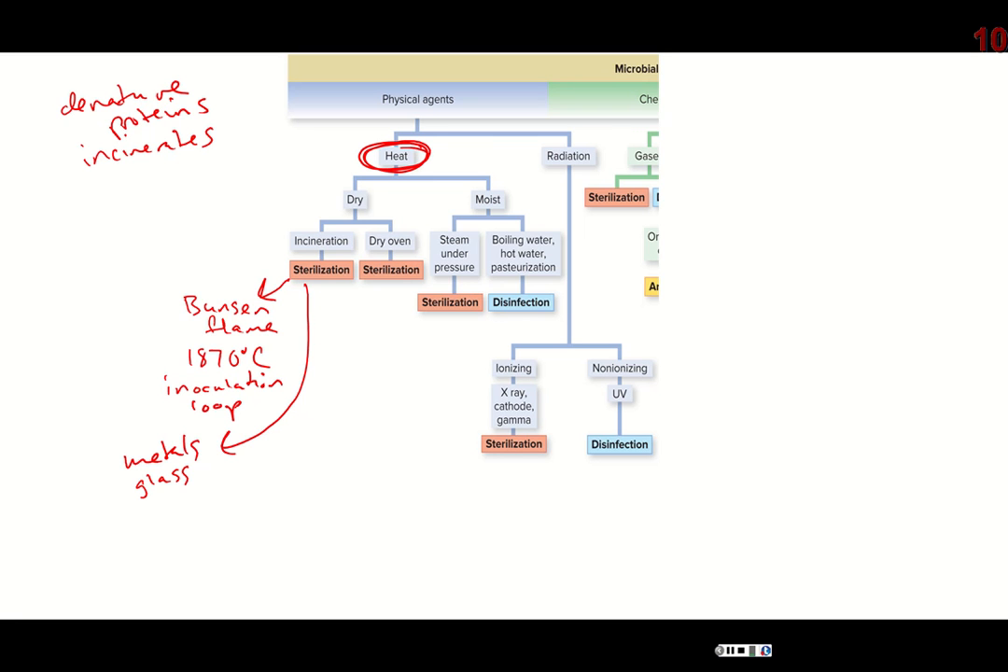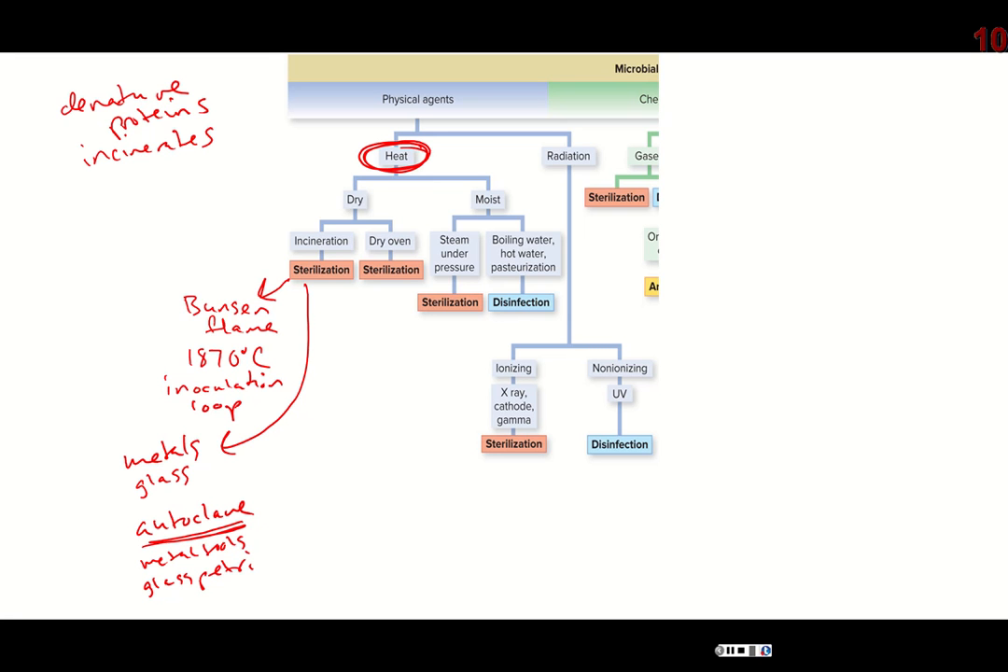Okay, so what about a dry oven? A dry oven can also be used to incinerate. Oh, by the way, actually, let me just add one more thing. There's something called an autoclave. An autoclave is a device that can be used to sterilize your metal tools. And if you had glass petri dishes, you could use an autoclave for that.